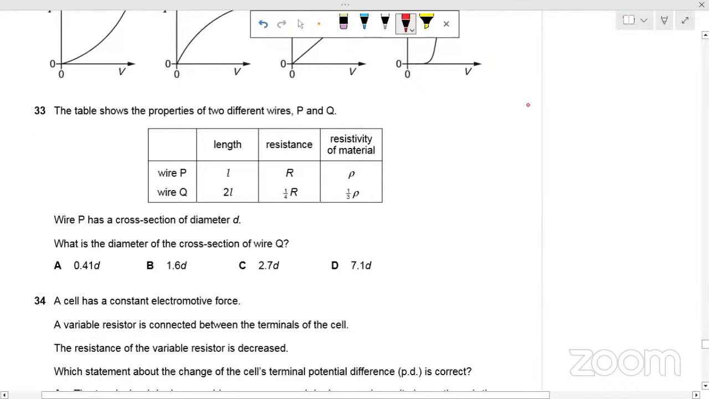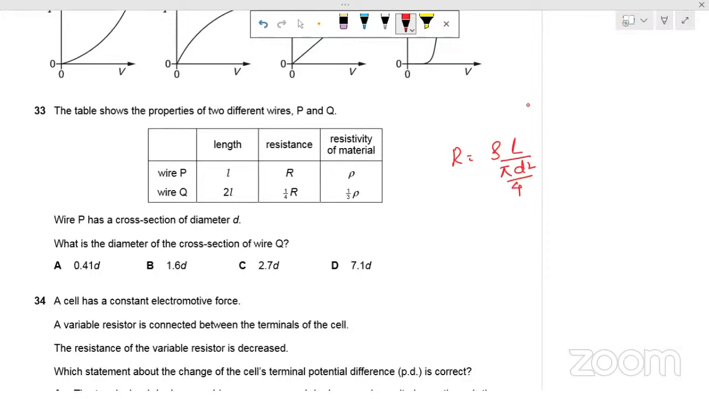The table shows components of two different wires P and Q. P length, resistance and resistivity; Q length, resistance, resistivity. P has a cross section of diameter D. What's the diameter of the other wire Q? Resistance is rho L over area, pi D square by 4. Okay. So P has resistance, diameter D.